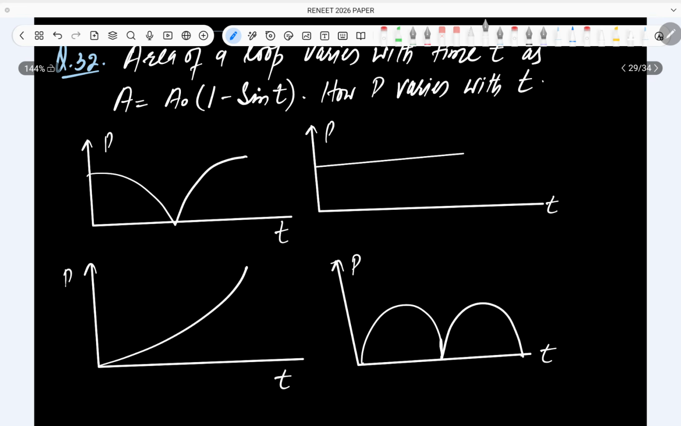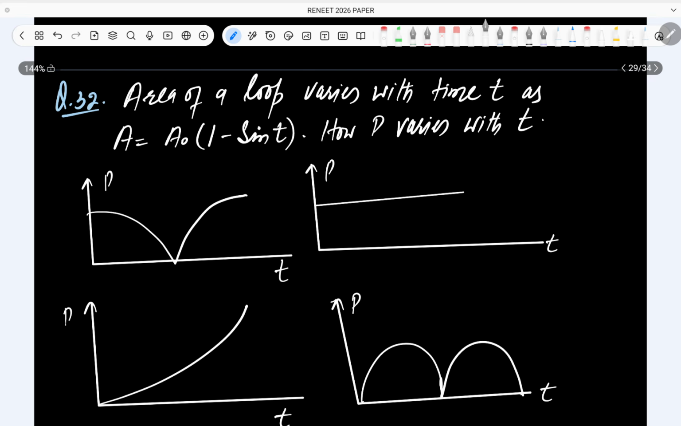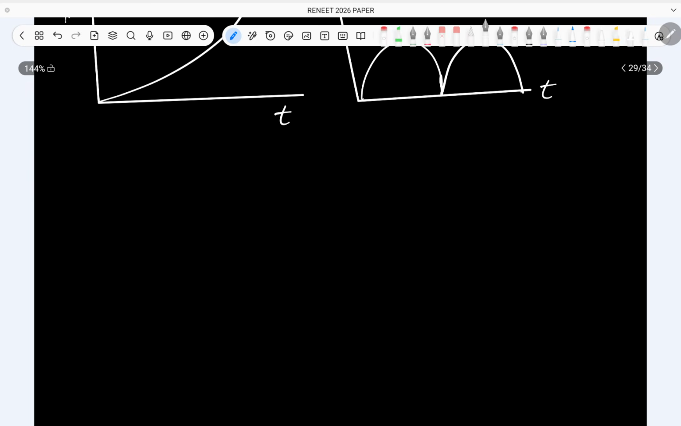Okay, this one is also not that difficult. देख ले बेटा आप ये question क्या है. Area of a loop varies with the time as this. So there's a loop which is placed inside the magnetic field, and the area is given, it varies with the time, hence the EMF will be induced, and we will have to see what the power versus time graph is.